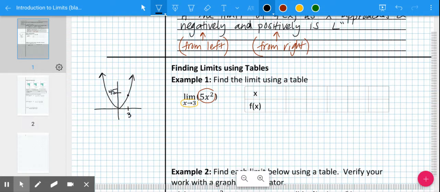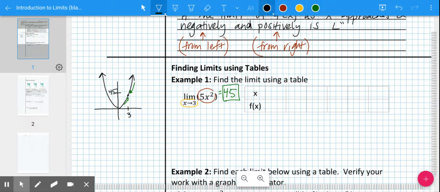So I can see graphically, just by looking at this, since I am familiar with the function, that as x approaches 3 from the left-hand side, I'm going towards that 45. As x approaches 3 from the right-hand side, I'm going towards that 45. So both sides, the y value is approaching 45 as we approach 3 on the x. So that is going to be my limit. Now, unfortunately, it's not usually as easy as just plugging in 3 to get out the value. So how do we use a table to do something like this?